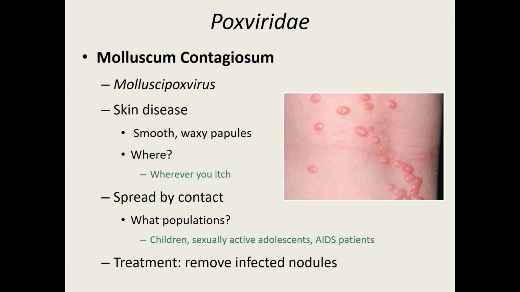Now, where these waxy papules show up is everywhere you itch. The top places that apparently individuals itch: the face, the trunk, and the external genitalia. Take that as you will. The individuals that are spreading this particular virus the most are children, because they're dirty and they scratch and they touch and everything else. Sexually active adolescents are spreading this virus because it can be spread through sexual transmission, and AIDS patients seem to be those that are contracting this particular virus and showing these papules.